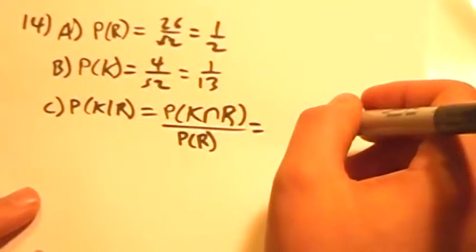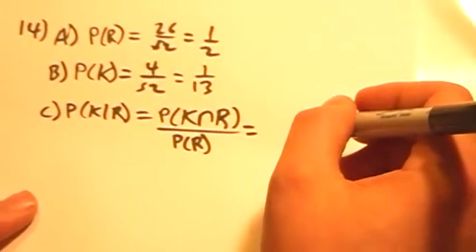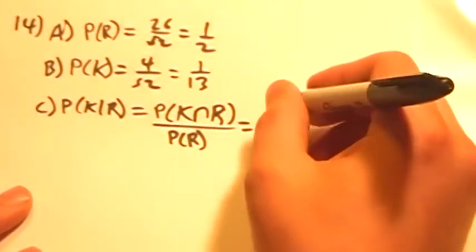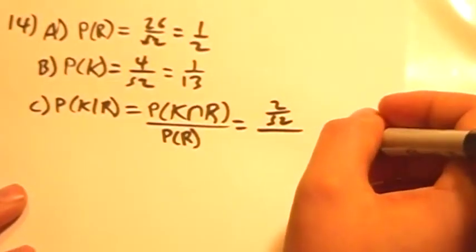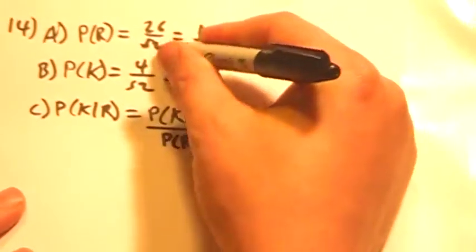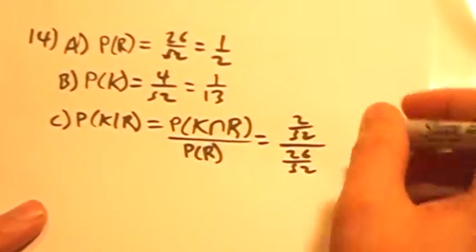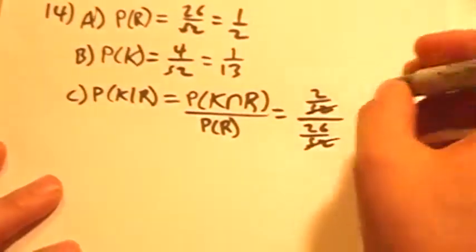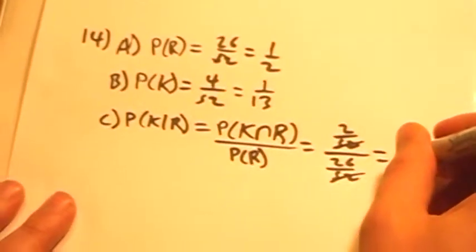Well, how many kings are red in a standard deck of cards? Well, if there's 4 total, we have 2 red, 2 black, then we're looking at 2/52. And the probability of red, we've already figured that out. That's 26/52, right? So this is going to reduce. It's going to be 2/26, and that's going to reduce to 1/13. So that's our answer for C.